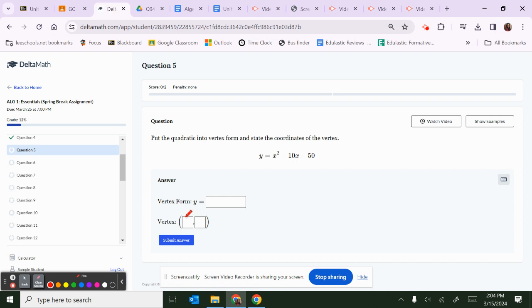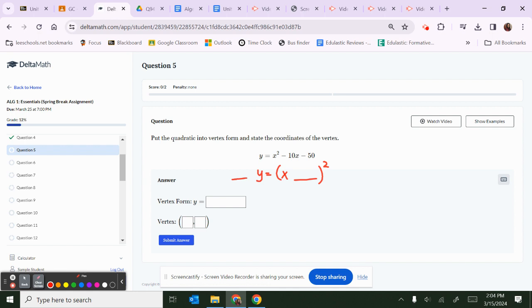All right, guys, here's some support on question number 5 of your spring break activity. The question says to put the quadratic into vertex form and state the coordinates of the vertex. Vertex form looks something like this, guys, where it's y equals parentheses x, some number, parentheses squared, and some number beside the y.